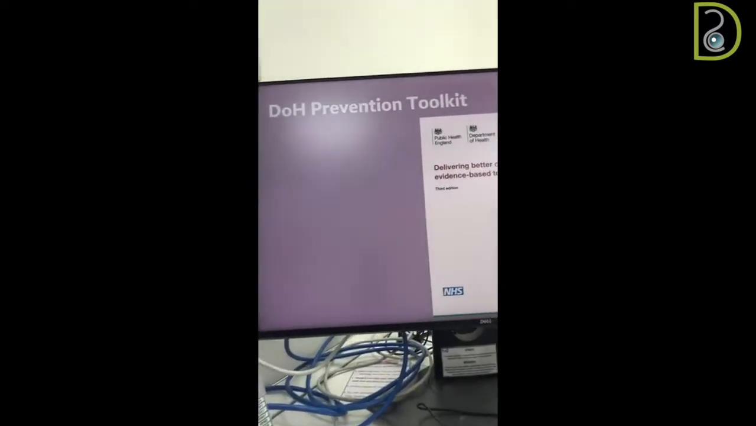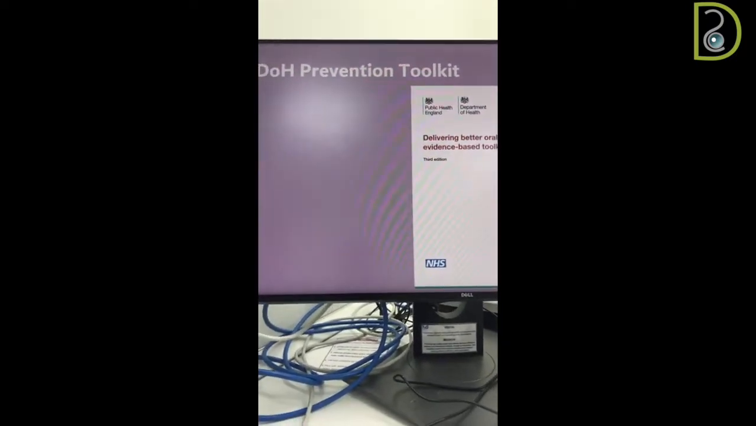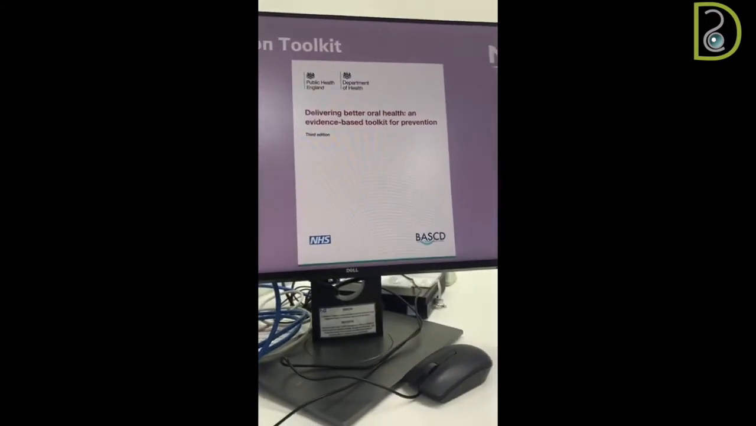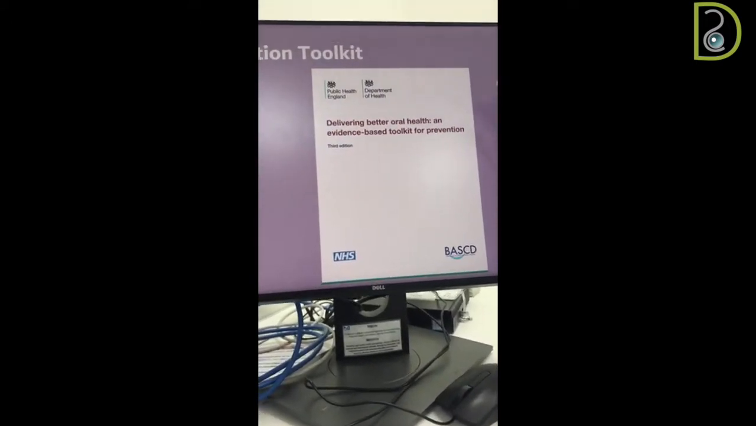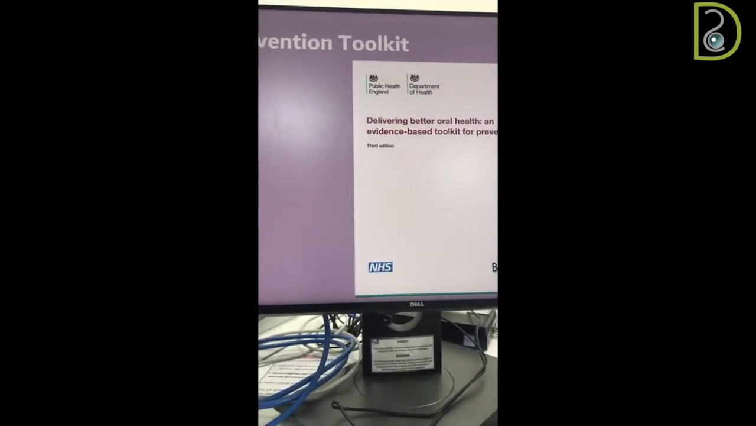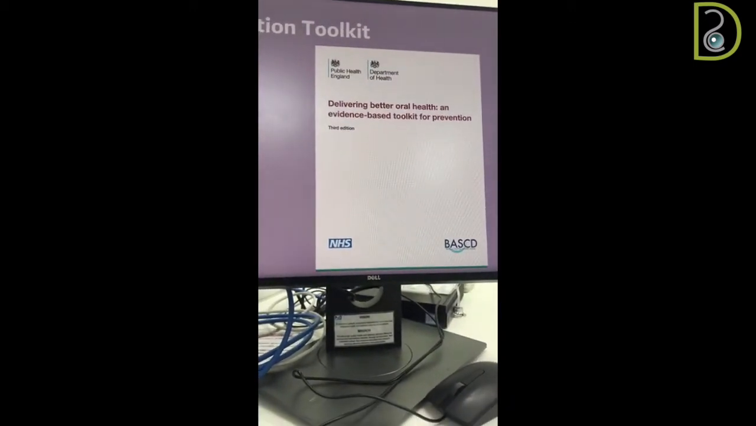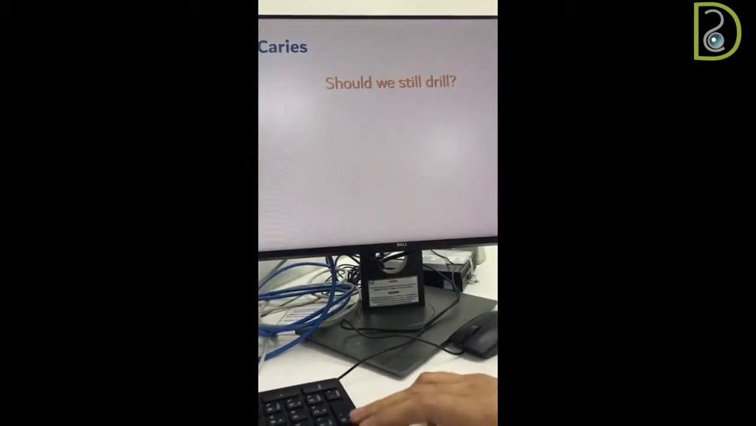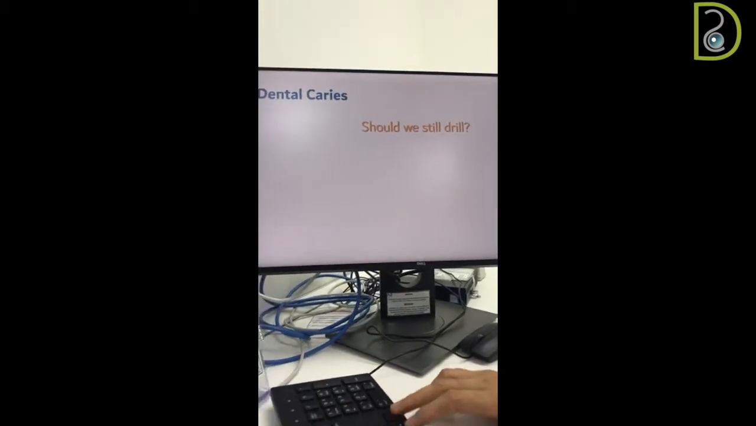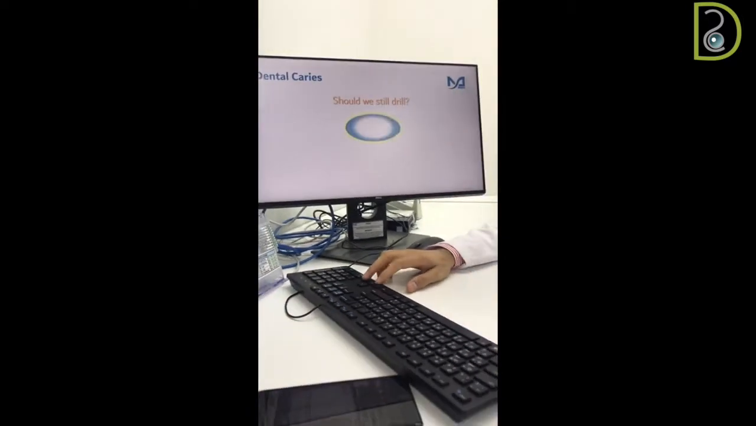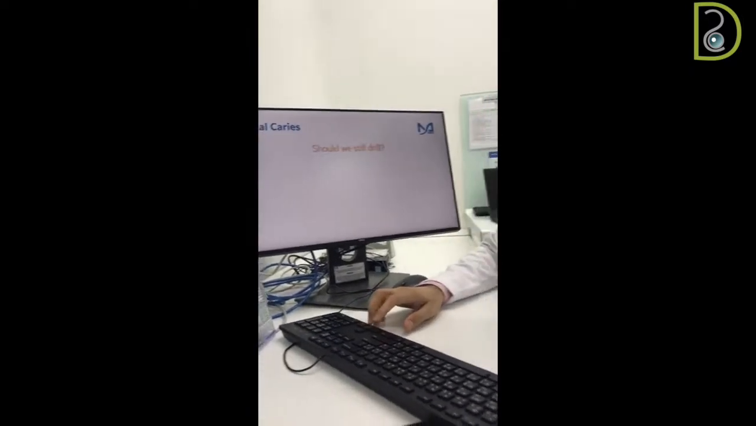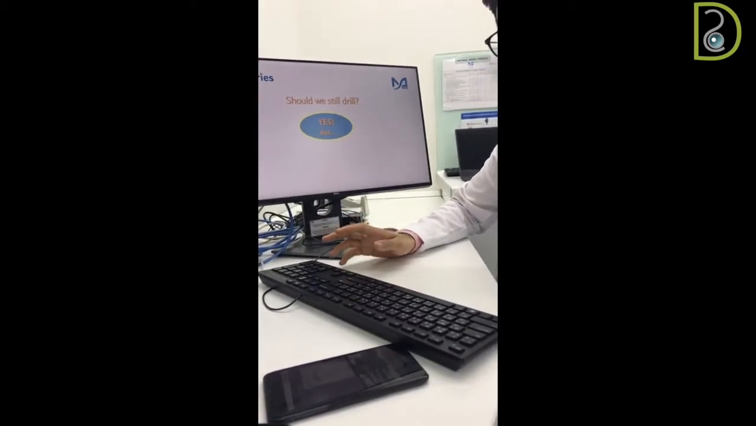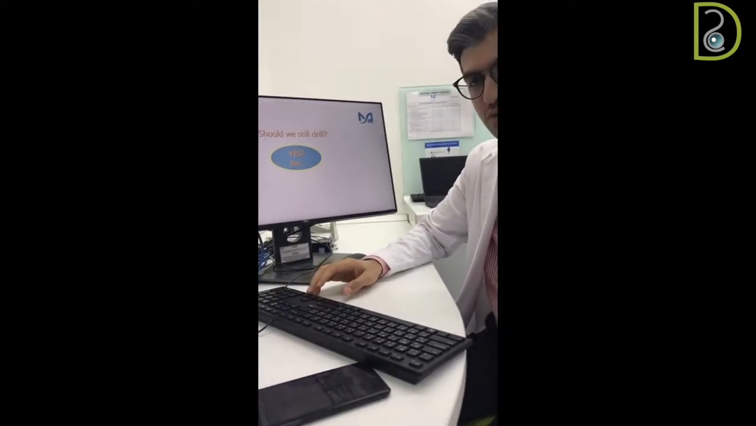For prevention, if you want to read about it, here is the toolkit from the Department of Health in the UK. You can also find it free on Google. It has all this information about prevention for children and adults. So dental caries: should we still drill? Yes or no? It's now your decision. We have these options in our toolkit.